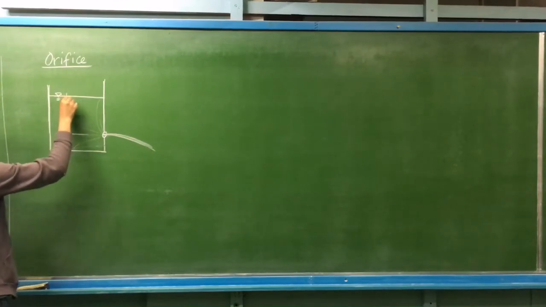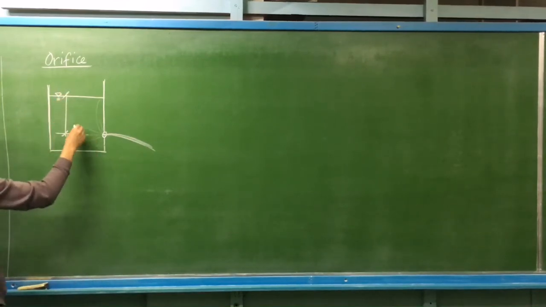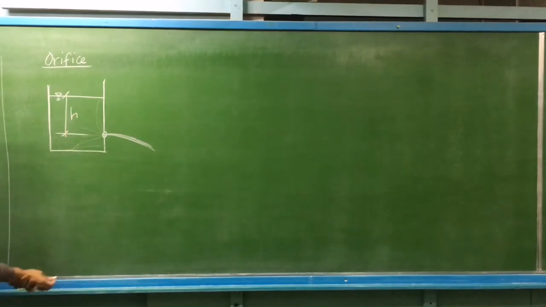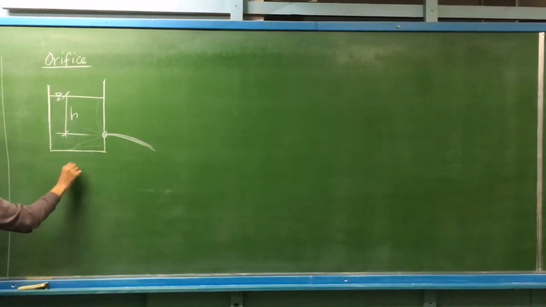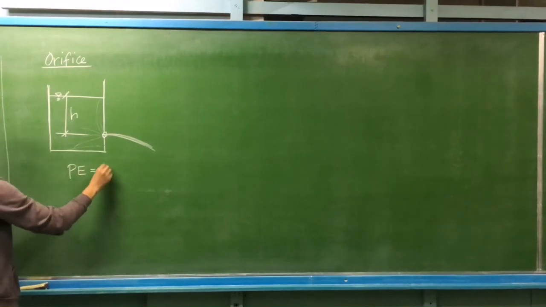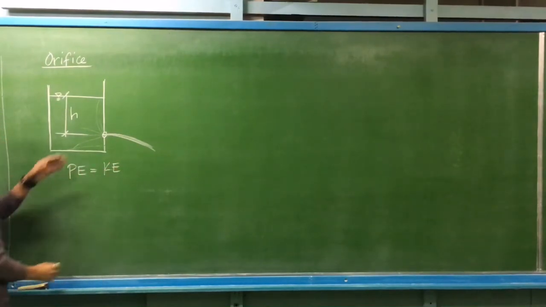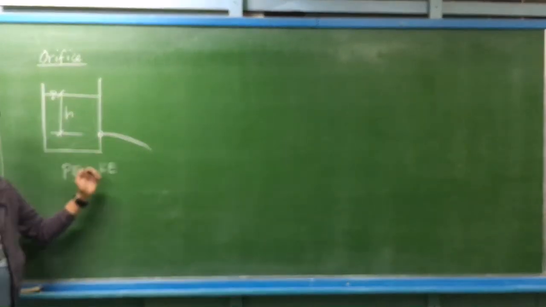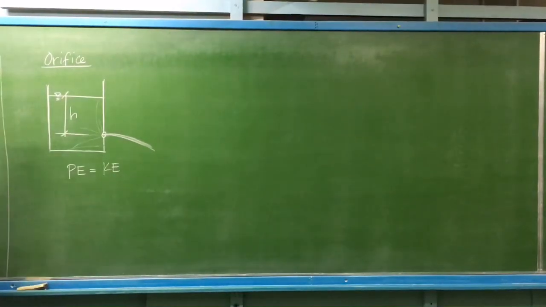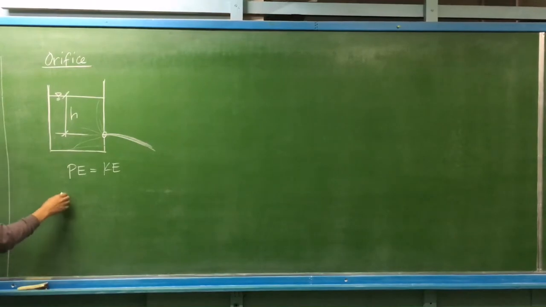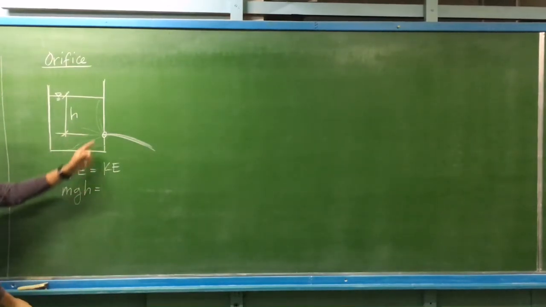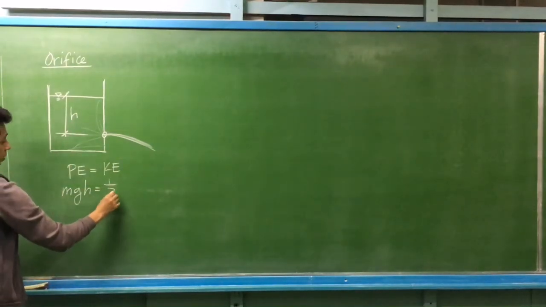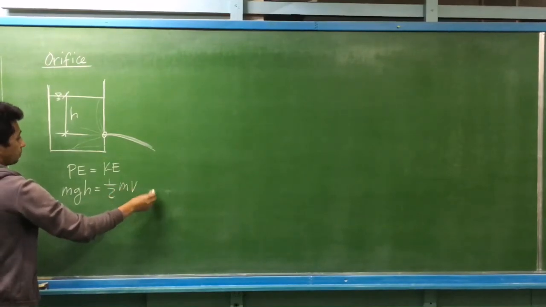Let's say the height of the liquid above the center of the orifice is H. So from potential energy to kinetic energy. Kumbaga, stationary liquid, kung bubuksan mo yung butas, lalabas yung liquid, gagalaw siya, magiging kinetic energy. So potential energy is mass times acceleration due to gravity times the head, that is the height of liquid above the orifice. And kinetic energy is 1/2 mass times the velocity squared.